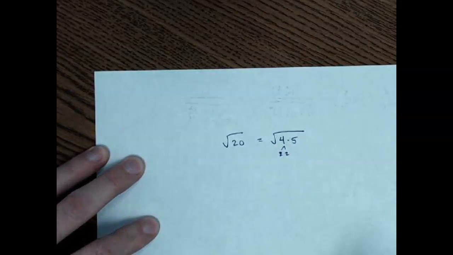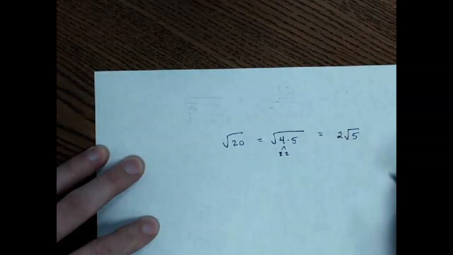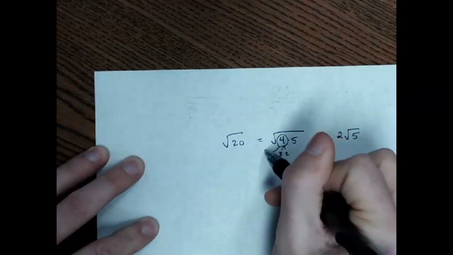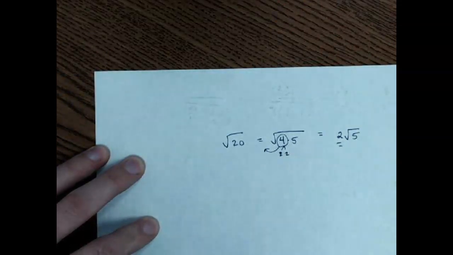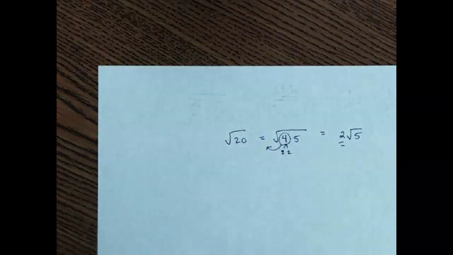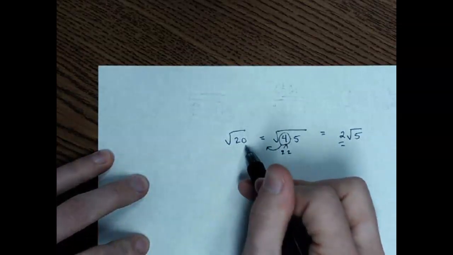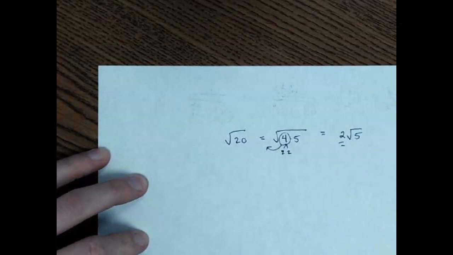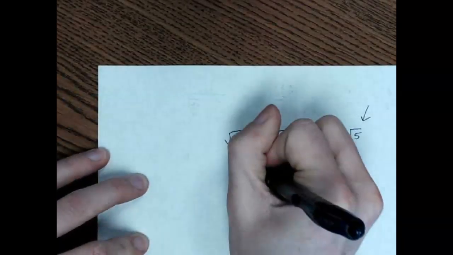So you could simplify this into 2 roots 5. You could take this 4 on the inside, and since it's a perfect square, you could bring it to the outside, and then it becomes the 2. Typically, we simplify. We take the complicated root, and we try to simplify it as far as possible. But since the square root of 20 is equal to 2 roots of 5, that means if for some reason I were to start here, I could also work my way backwards.